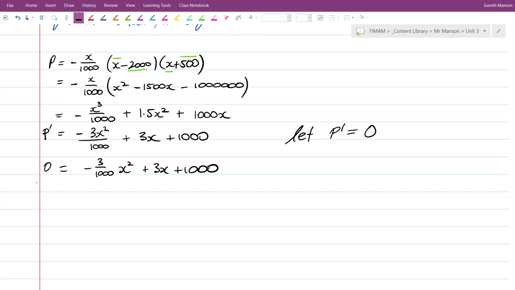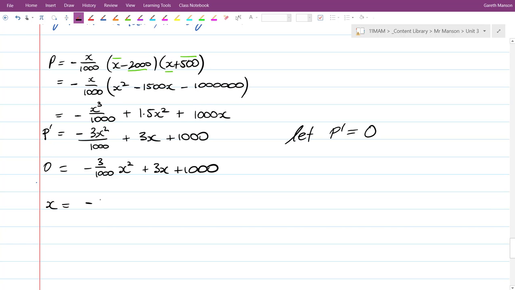I'll end up with a much nicer quadratic to work with. But I'm still going to have the 3 in front of my x squared, and this is going to become a million. So realistically, this is not going to be something I'm going to find easy to factorise. So I'm not going to bother trying to factorise it. Instead, I'm just going to go straight to my quadratic formula.